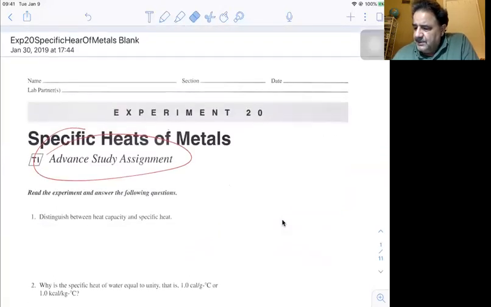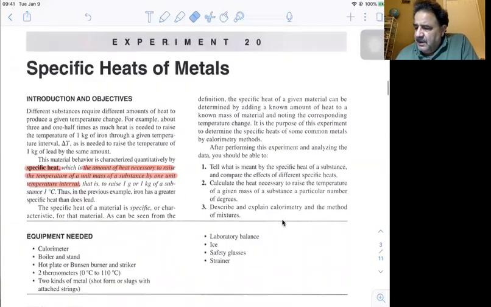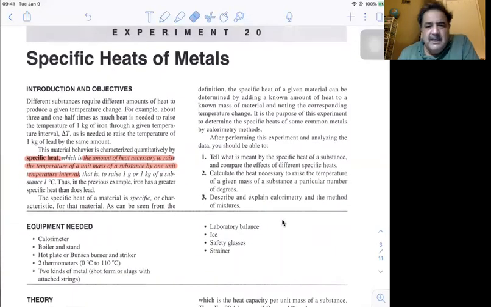Again, we're talking about the specific heat of metals. The material's behavior is characterized quantitatively by specific heat, which is the amount of heat necessary to raise the temperature of a unit mass of a substance by 1 unit temperature interval. That is, to raise 1 gram or 1 kilogram of a substance by 1 degree C. So that's what the specific heat is.